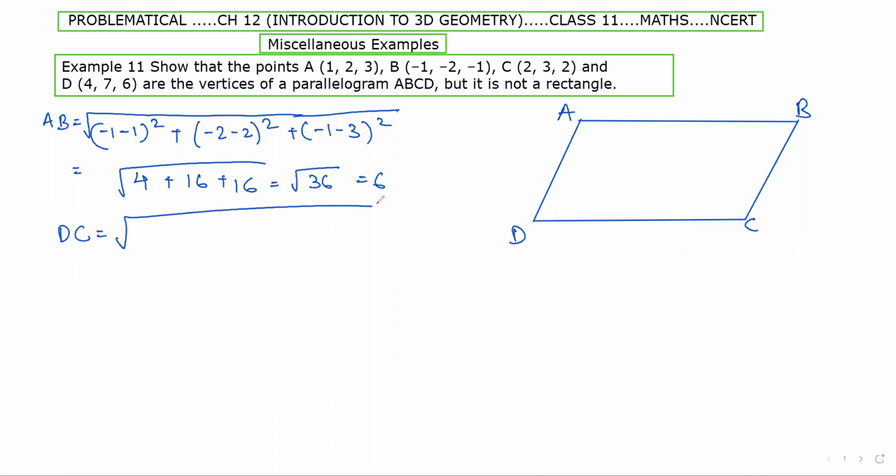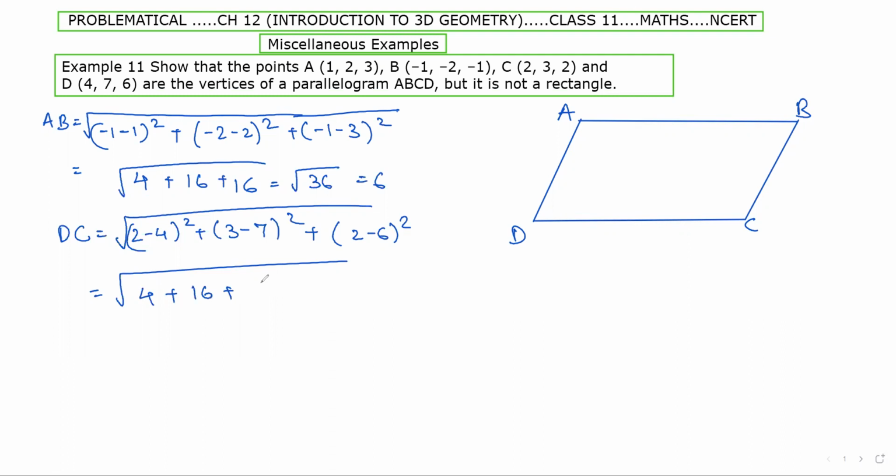DC value is equal to root of C minus D, which is 2 minus 4 whole square plus 3 minus 7 whole square plus 2 minus 6 whole square. Again, this is root of 2 square 4 plus 4 square 16 plus 4 square 16. This again is equal to root 36, which is equal to 6. So AB is equal to DC.